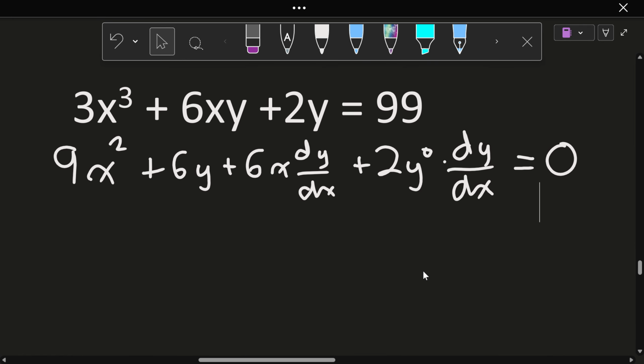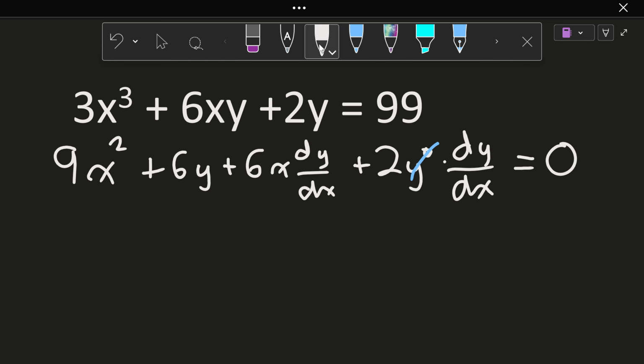So there's my first step. We use the power rule with the 3x cubed, and we got 9x squared. We use the product rule in the middle. So we took the derivative of 6x, which is 6, left the g, or the y, as is. Then we added, leave the 6x as is, times the derivative of y, dy by dx. And then the last little bit, we had to use a chain rule again. And remember that y to the power of 0 is 1, so that's gone. But you can see now we have two dy by dx's.